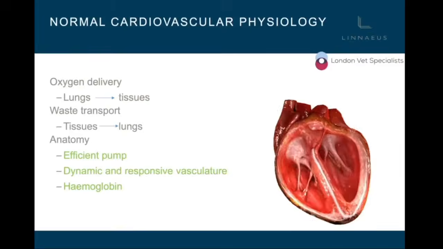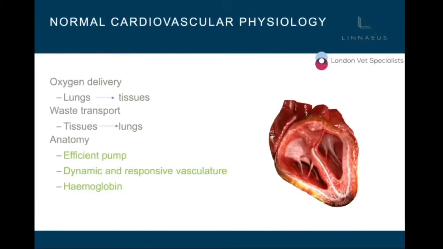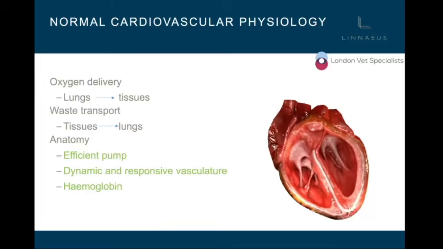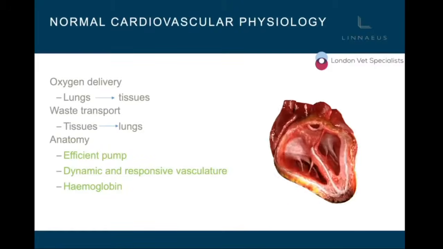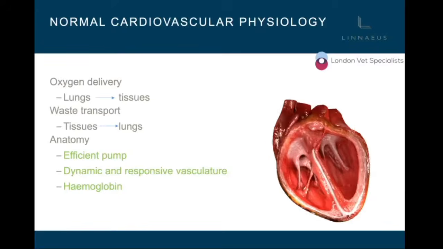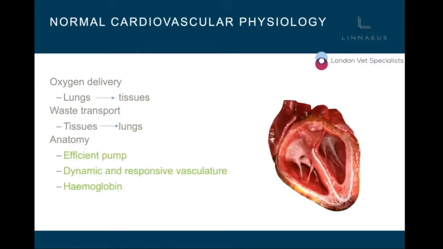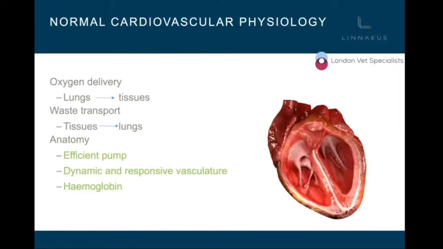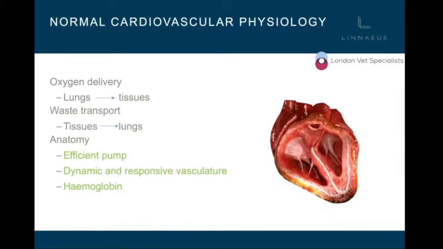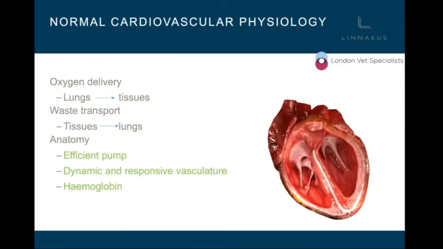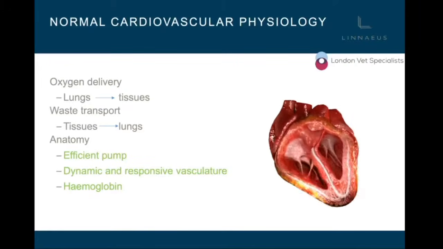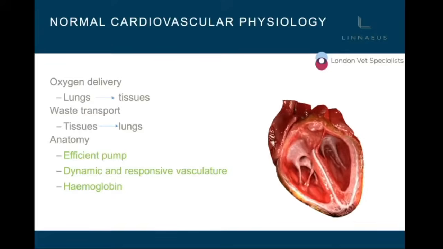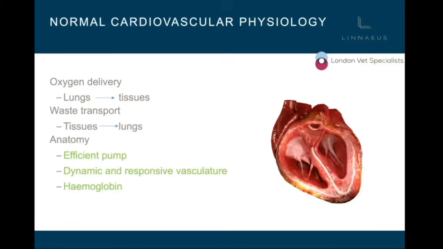First of all, the cardiovascular system. So thinking about the normal cardiovascular physiology, its function is to deliver oxygen and nutrients to the tissues, to take the oxygen from the lungs and deliver it all around the body, and also to remove any waste products from the tissues and transport those back to the lungs in the case of carbon dioxide, or to the kidneys for excretion.